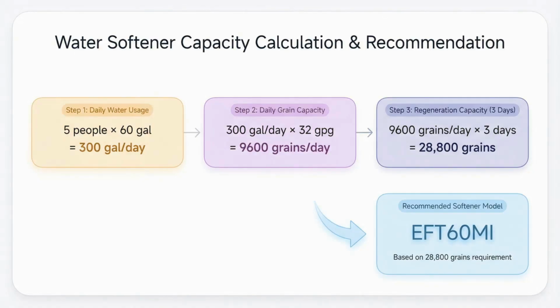Let's look at a sizing example without iron. For a family of 5 with a water hardness of 32 grains per gallon, they use 300 gallons daily. Multiply that by 32, and the softener must remove 9,600 grains of hardness every day. Over our recommended 3-day cycle, that is 28,800 grains. You would then select a softener model that exceeds this capacity.